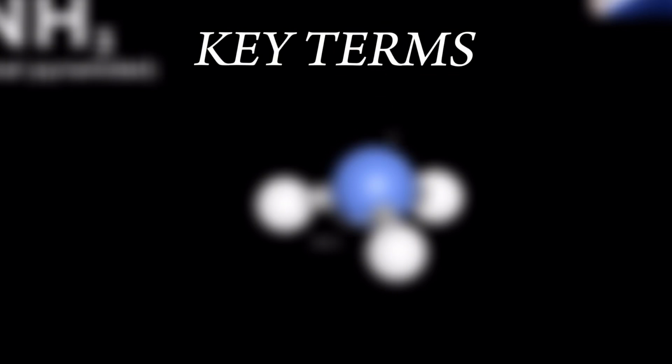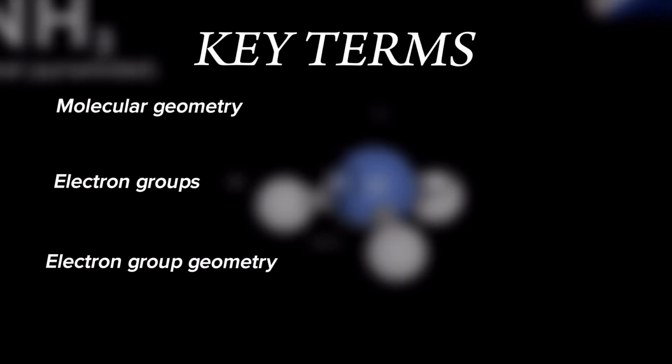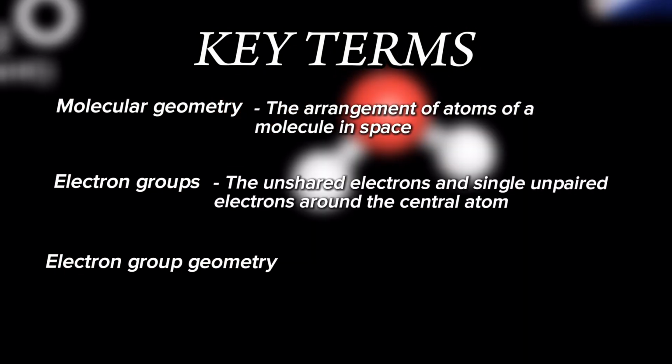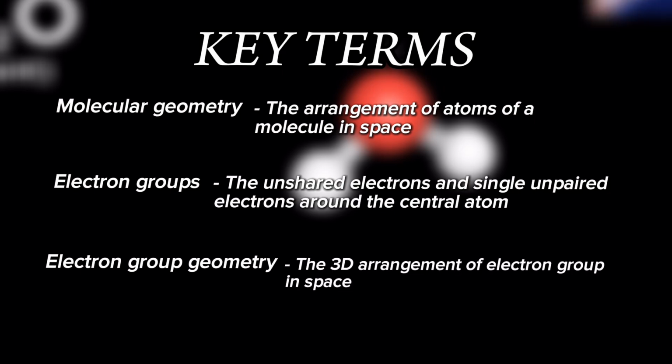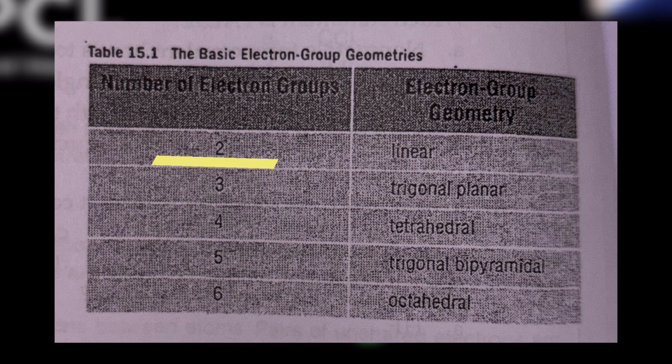Aside from Lewis structures, there are also some more terms to be familiar with. These are molecular geometry, electron groups, and electron group geometry. Molecular geometry is the arrangement of atoms of a molecule in space. Electron groups are the unshared electrons and single unpaired electrons around the central atom. Electron group geometry is the 3D arrangement of electron groups in space. So these are the basic electron group geometries. Linear has two electron groups. Trigonal planar has 3, tetrahedral has 4, trigonal bipyramidal has 5, and octahedral has 6.